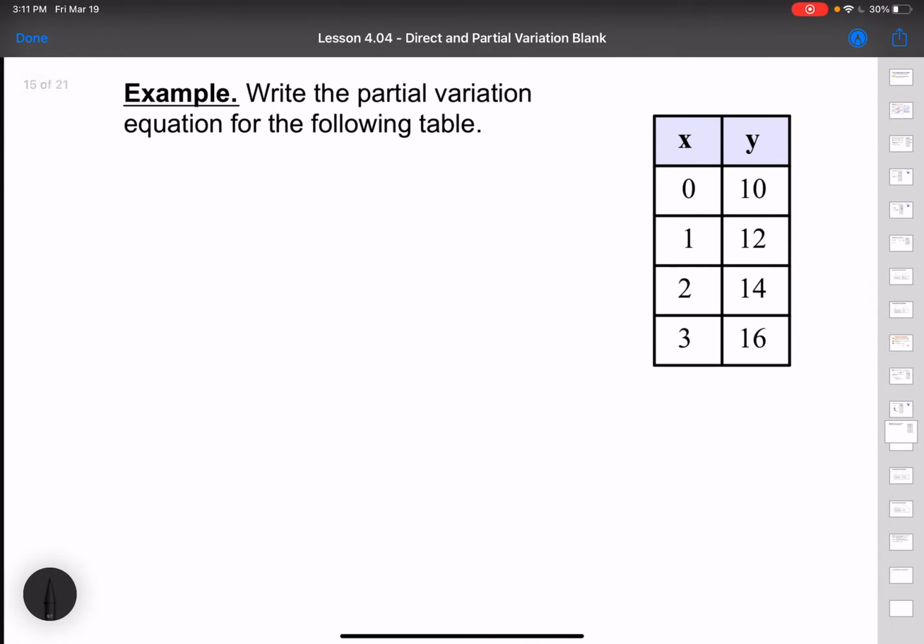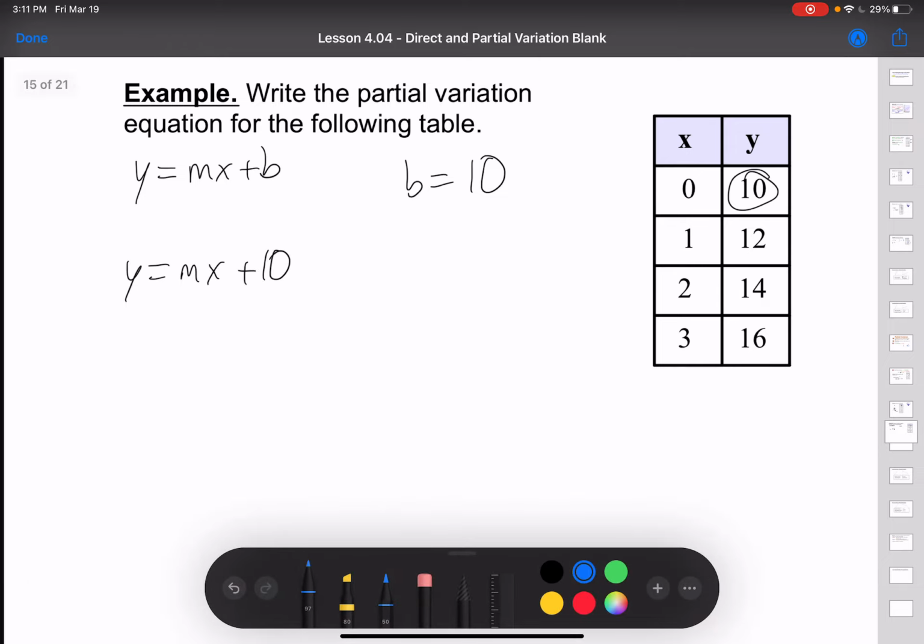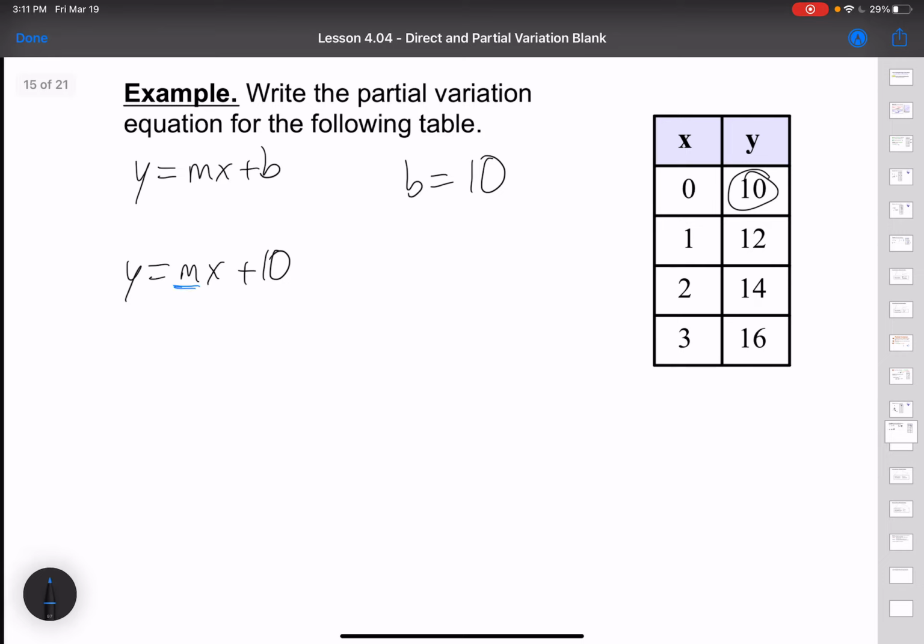All right, so here we now want to write the partial variation equation for the following table. Okay, so we know we want to get it into the form y equals mx plus b. And we've just been working with that b value, so we know the b value is just the one that's next to x equal to 0. So it's that 10 there, so b is equal to 10. Okay, so let's just plug that in. So right now we have y equals mx plus 10. We still need to find out, well, what is this m value? How do we figure that out?